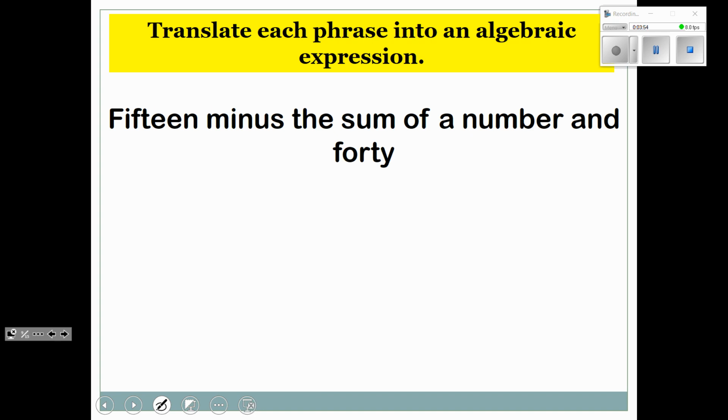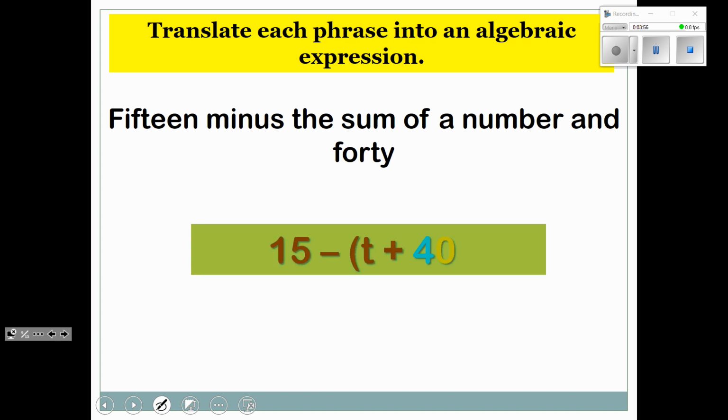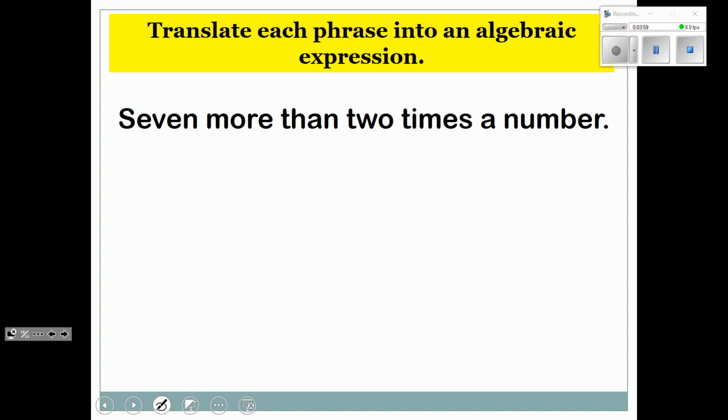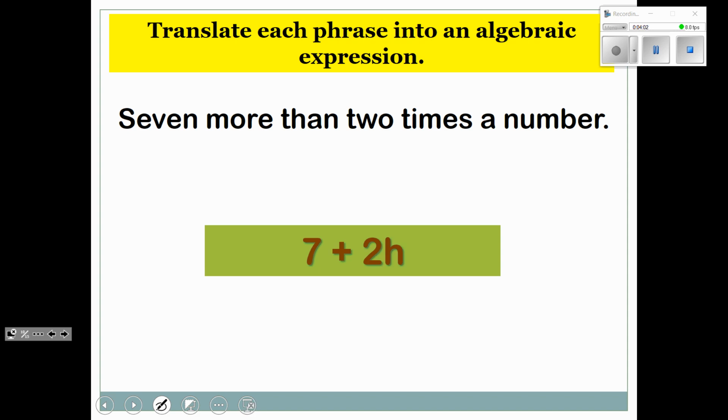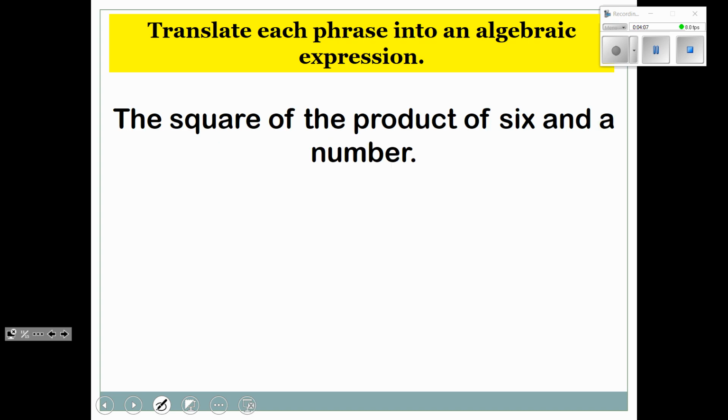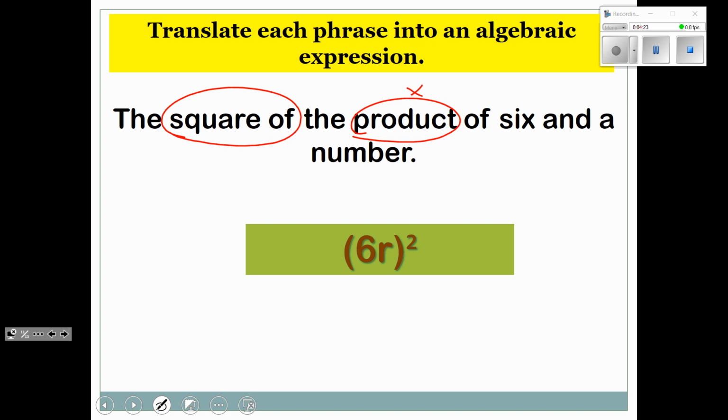Just going to flip through these other examples that you can see on the PowerPoint as you go through it. 7 more than, so we know that we're going to add 2 times a number. The square of the product of 6 and a number. The square of means we're using an exponent. Product means we're going to multiply. So when we write this as an algebraic expression, we have to write 6 times a number, but we want the whole thing squared, so it has to go inside the parentheses to indicate that.